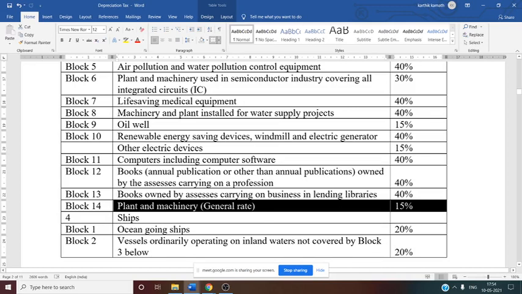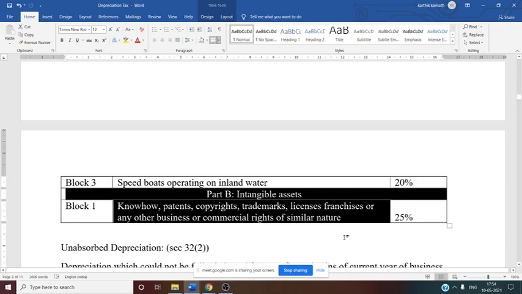So now the important thing is this one, part B, intangible asset, block 1, only one block is there: know-how, patents, copyright, trademark, license, franchises, or any other business or commercial right of similar nature, that is 25%. So for intangible asset, we have to remember the rate, that is 25%.